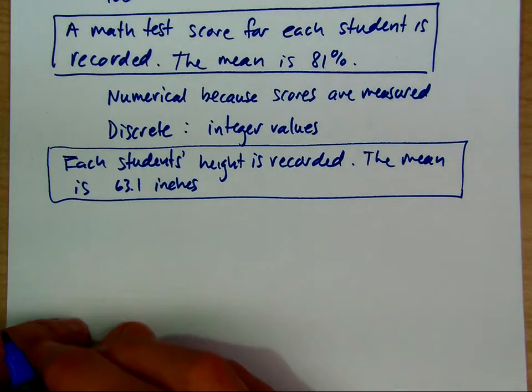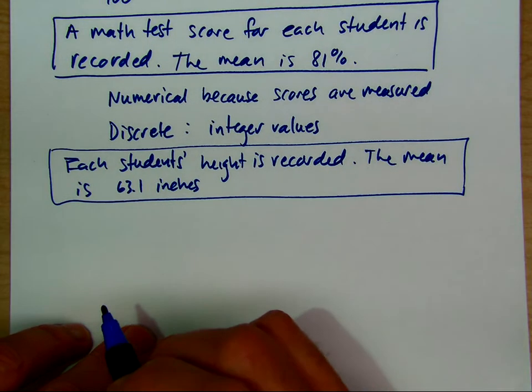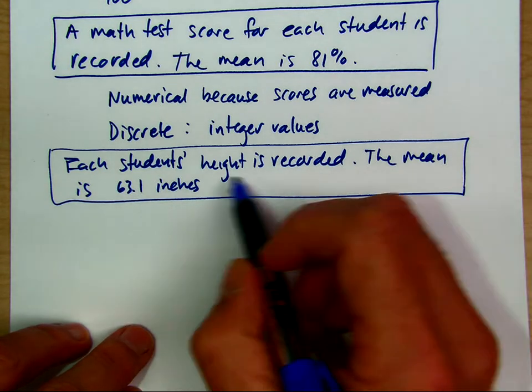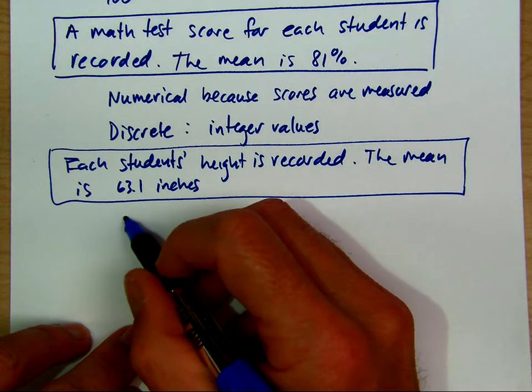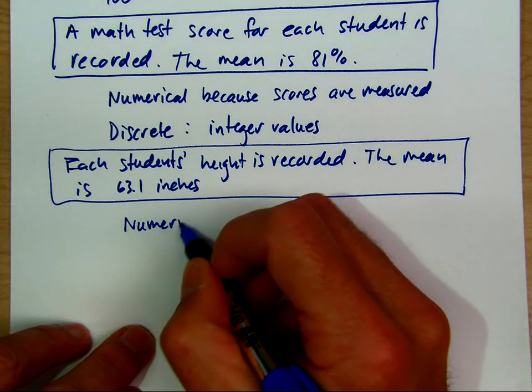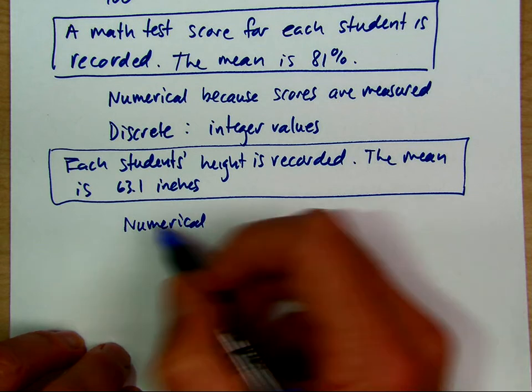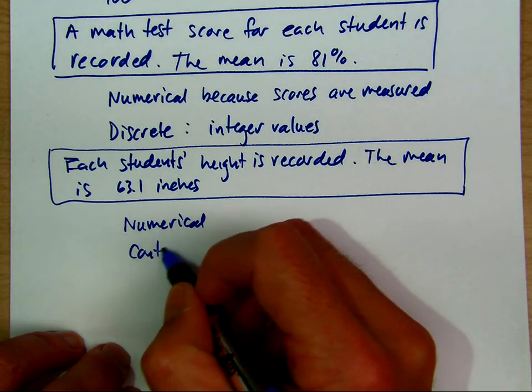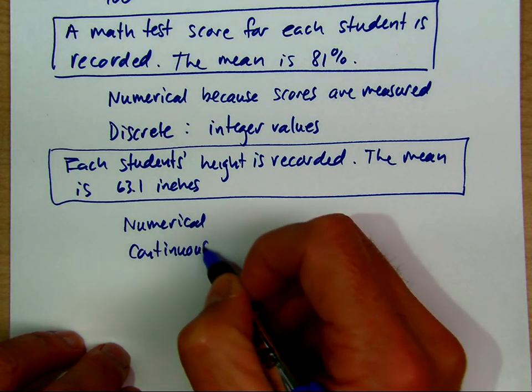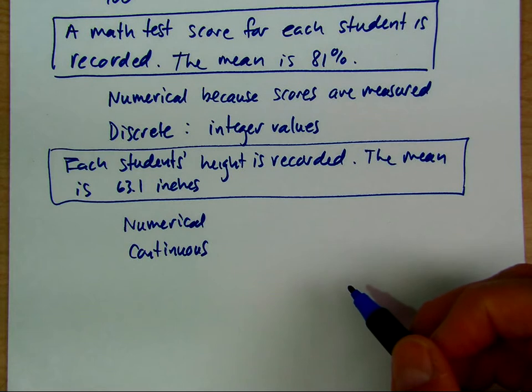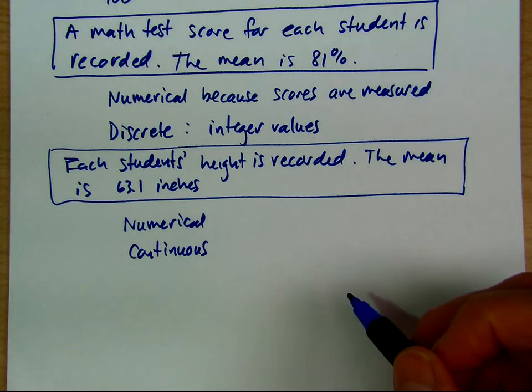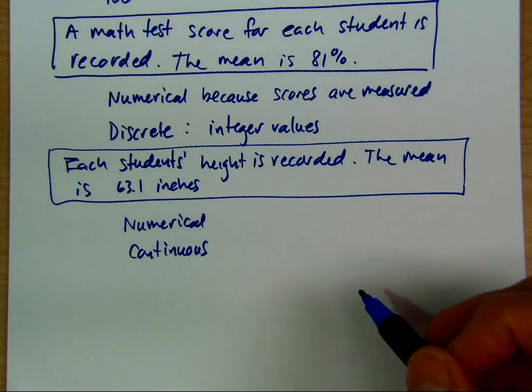And is that numerical or discrete? So we're measuring height, so that's numerical, and we'll call it continuous because if you measured the exact height, everybody could have some decimal value to their height.